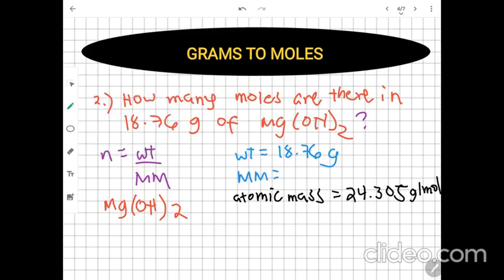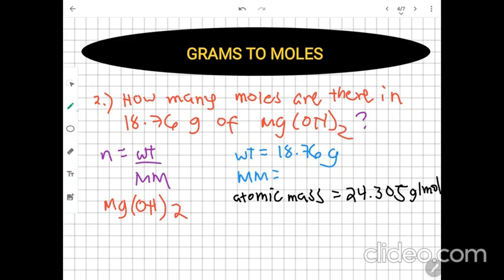Because your atomic mass has the same value as your molar mass, you can get the value from the atomic mass. But the molar mass is different from the atomic mass. The unit for atomic mass is atomic mass unit, while for the molar mass, the unit is grams per mole. But because they have the same value, to determine the molar mass of a specific element in the periodic table, all we need to do is look for its atomic mass.